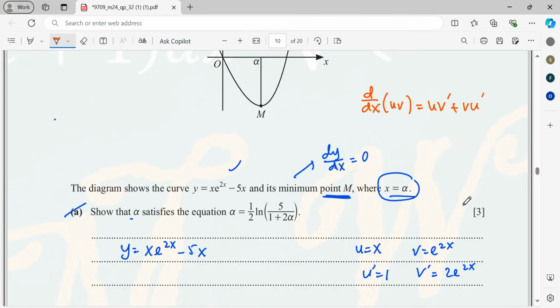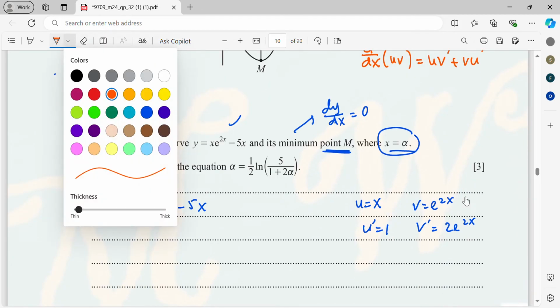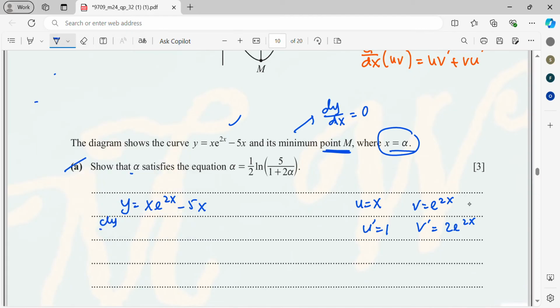That means now I'm going to get dy/dx equals uv prime, so x times 2e^(2x), plus vu prime, which is basically e^(2x) times 1. Then when you differentiate minus 5x, that is minus 5. And now here I will rearrange. This is going to be 2x e^(2x) plus e^(2x) minus 5.